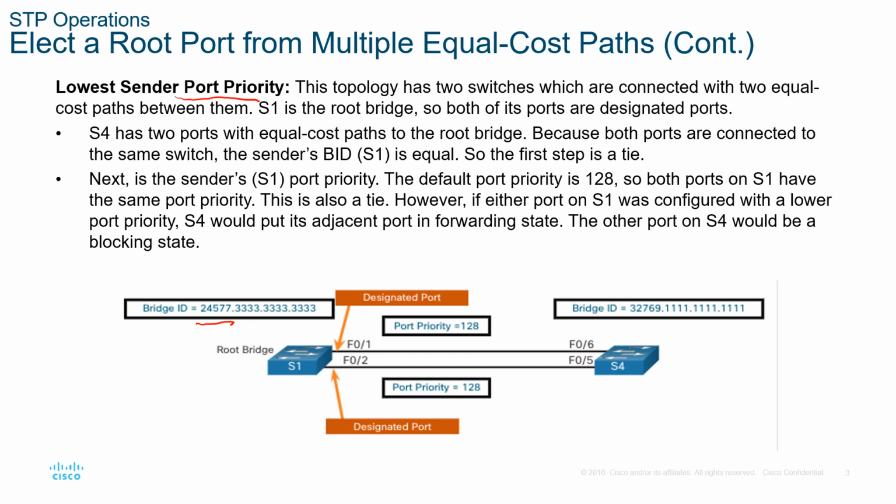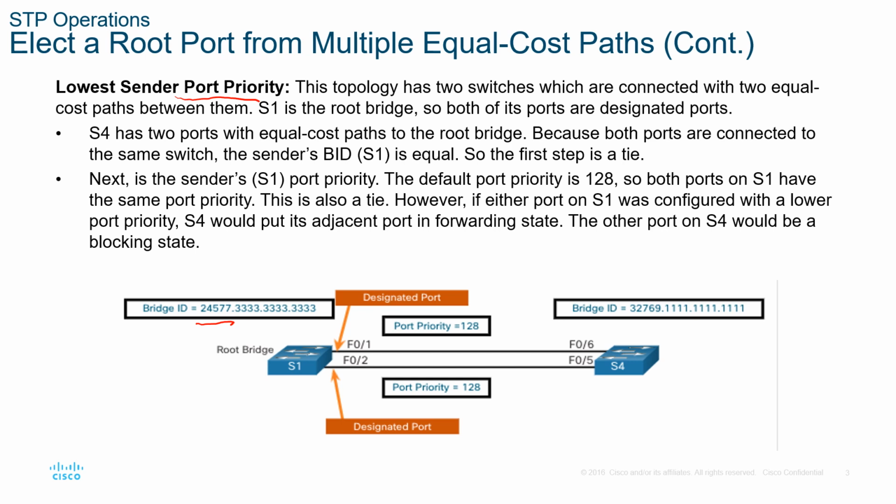Now, what we're going to do: we know that all connected ports on the root bridge will become designated ports. So that is clear. Now what we have to do is decide the root port on S4. Okay, the root port on S4.